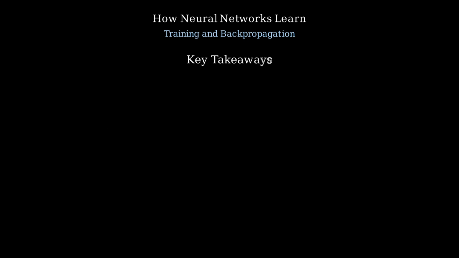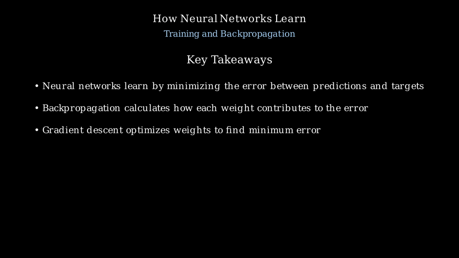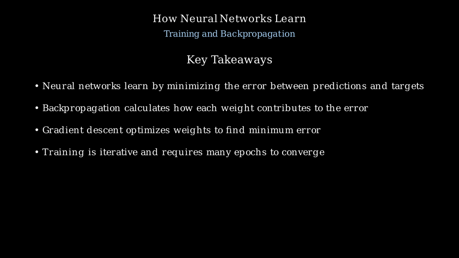To summarize, neural networks learn by minimizing the error between their predictions and the target outputs. Backpropagation calculates how each weight contributes to the error, and gradient descent adjusts these weights to minimize the overall error. This training process is iterative, and typically requires many epochs to converge to an optimal solution.